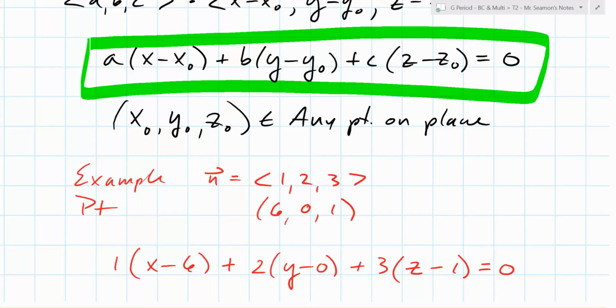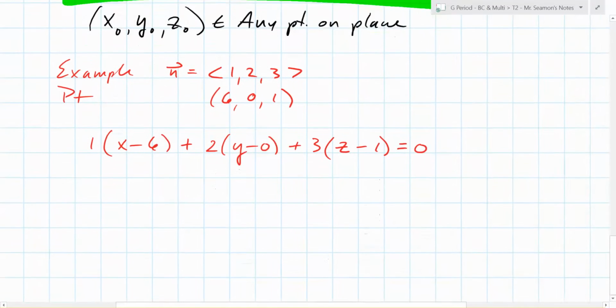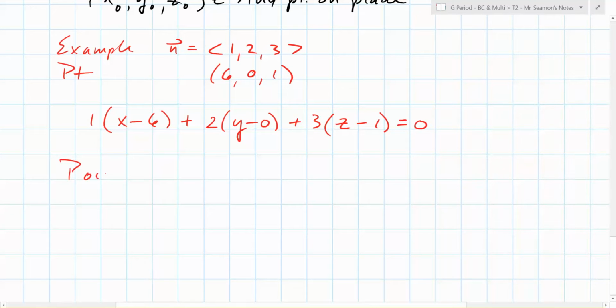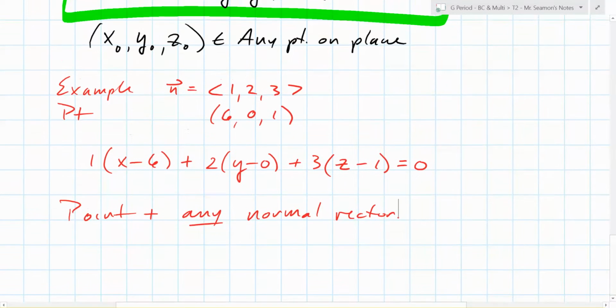To find the equation of a plane, you need 2 things. What are the 2 things you need that immediately give you the equation of the plane? Point and any normal vector. So when I say any normal vector, how many different normal vectors are there? There's an infinite number, because did it matter what the magnitude of n was? No. So let's say we change the magnitude of n.